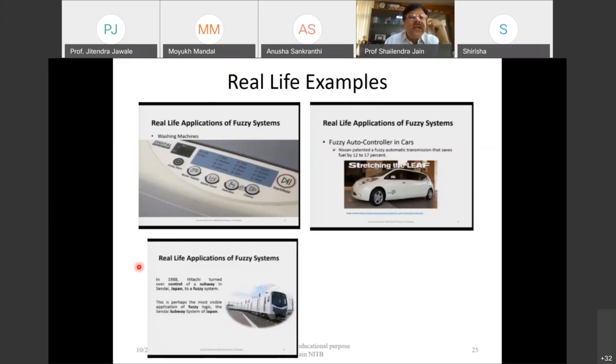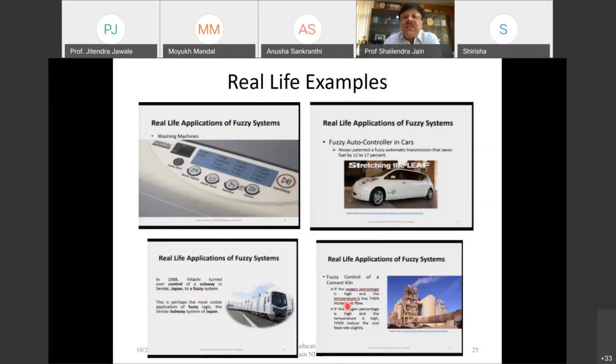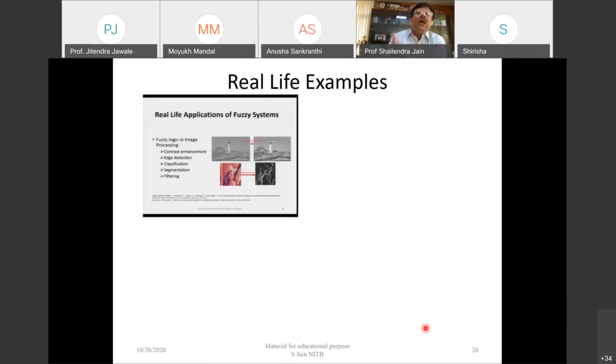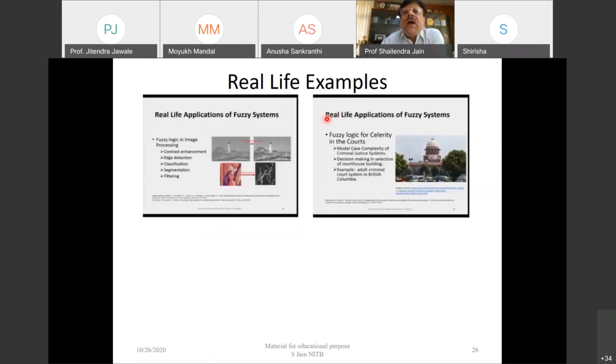See, in 1988, Hitachi basically used a control of a subway in Japan based on a fuzzy system. This is the picture of a cement kiln where the limestone is crushed to manufacture the cement. In this, we are using fuzzy logic control. Even in image processing, fuzzy decision making is used.